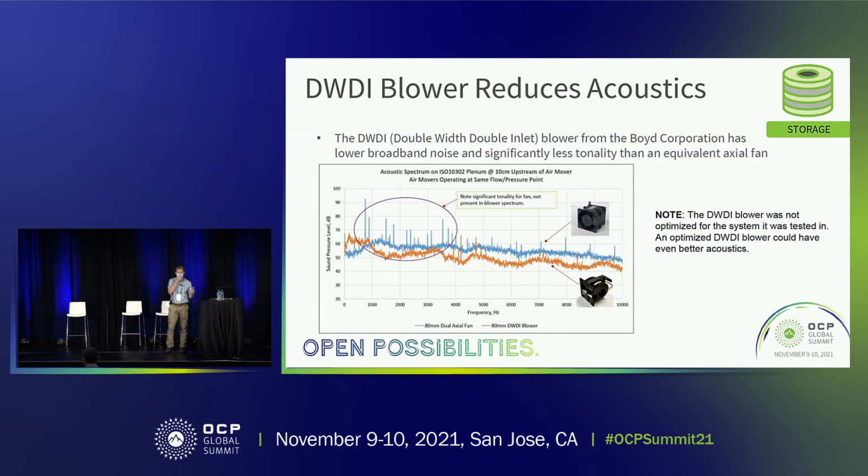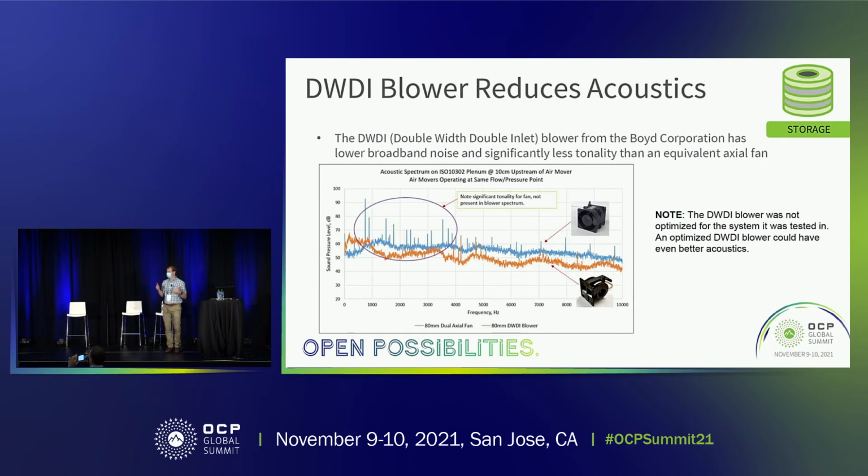And they did some testing. This is some testing that they did comparing an axial fan versus a blower at the same operating point. And you can see there are 2 big things. One is that the blower is almost always about 5 to 10 dB lower, except at the way low frequencies. And then you can see a lot of those tones, a lot of those spikes, on the axial fan. You don't see as many of those, and they're not as prominent on the blower.